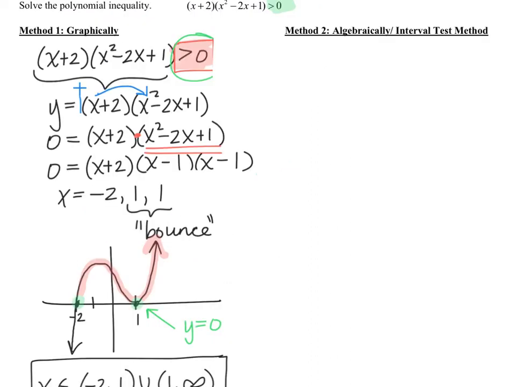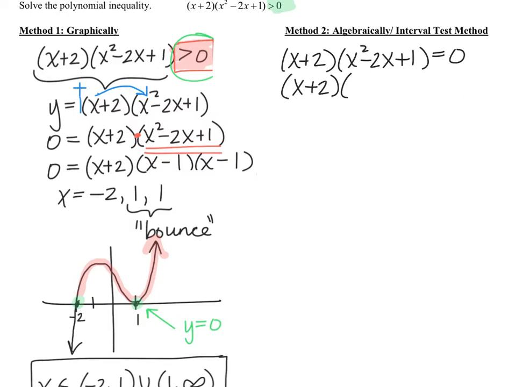Now let me demonstrate the algebraic method, which is often called a sign analysis or the interval test method. You begin very much the same way. You still need to write the expression as a function compared to 0, and that's already done for us. Then we need to find where the function is equal to 0. Setting this function equal to 0, we're finding the zeros. That's basically the same thing we did before. We go ahead and continue factoring.